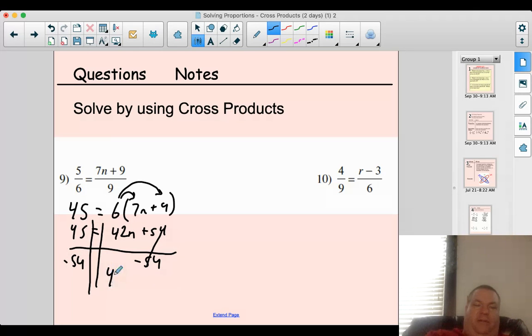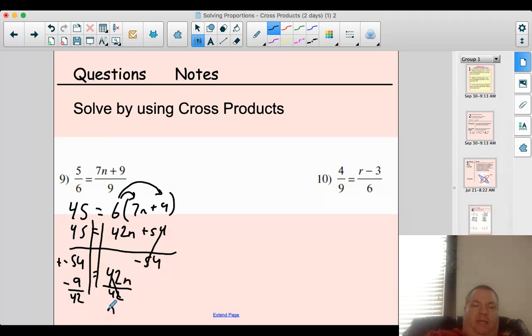And I get 42n equals 45 minus 54, which I can think of as 45 plus negative 54. Adding two numbers with different signs, the negative is bigger, so my answer will be negative. If I want to know how much bigger, if I subtract these, I get 9. So negative 9. Last step, I need to get rid of the 42, so I'm going to divide by 42. Always have to do the same thing to both sides.